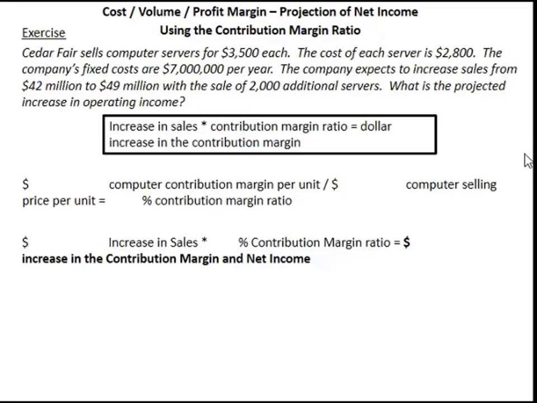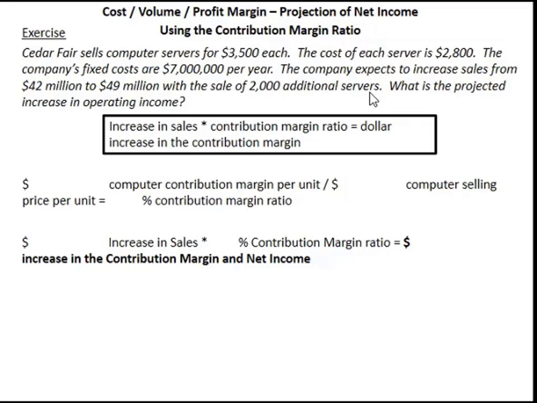Now let's use an example. We have a company here called, again, Cedar Fair. They sell computer servers for $3,500 each, and the cost of each server is $2,800, like our previous examples. And our company's fixed costs are $7 million a year. Now, the company expects to increase sales from $42 million to $49 million with the sale of 2,000 additional servers. That means our volume is going to increase by 2,000. So what is the projected increase in operating income?